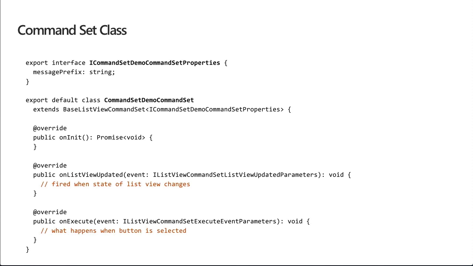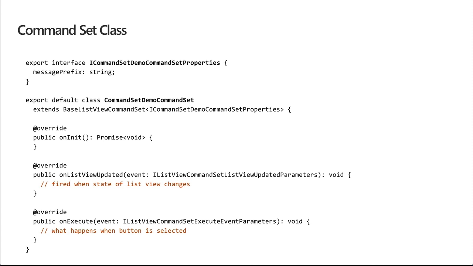And then you're going to go work on the code for it. Now the code for this, like the other ones, we have some public properties we can define in an interface that you see at the top. And then we have a class that's going to extend the base list view command set class. Now you've got 3 different methods that you're going to be interested in working with here.